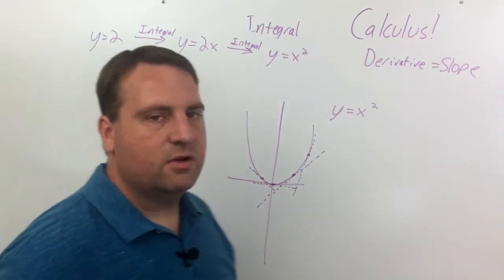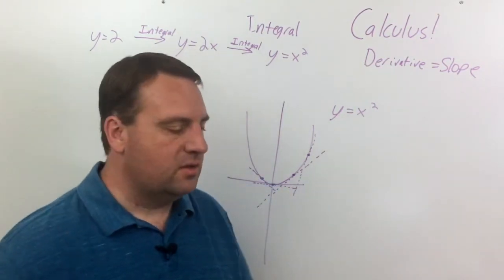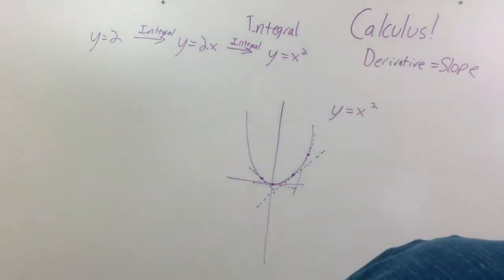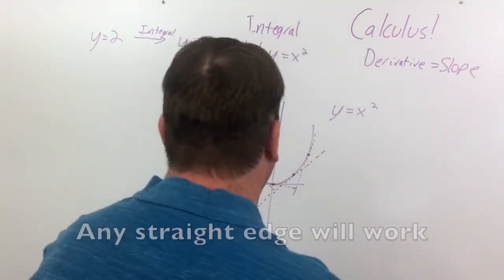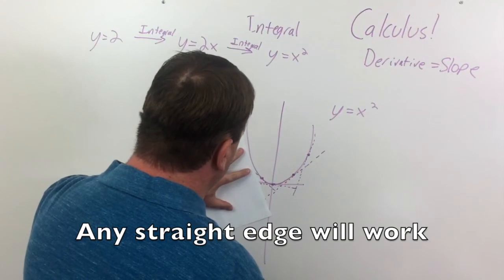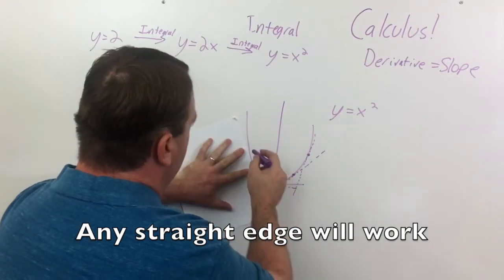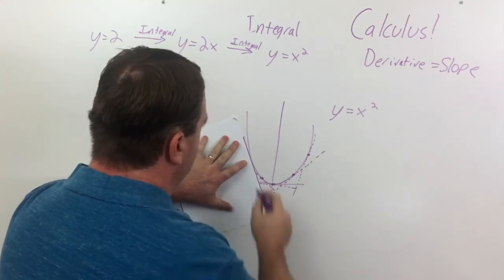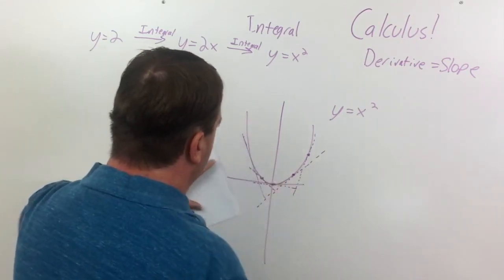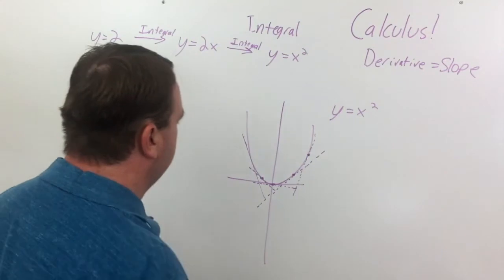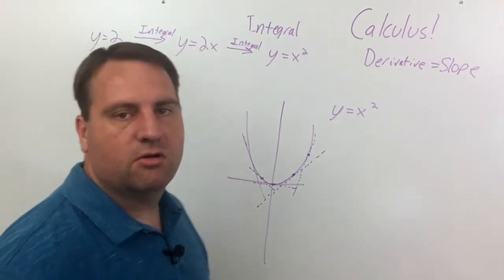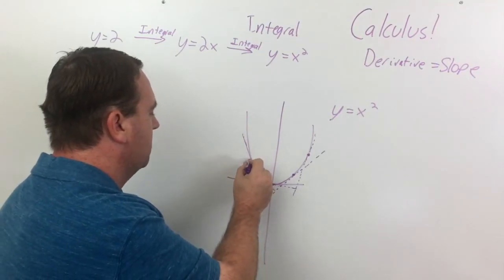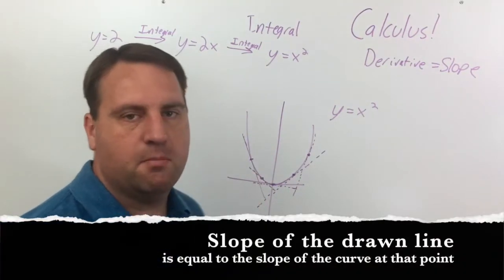If you have a graph of your own and you want to see what the slope is at a given point, you can just take your ruler or a sheet of paper, and we can adjust this so that it hits the graph at one point. We can draw a straight line, and then measure using our graph paper the slope of this line, and that's going to be the slope of the curve at that point.